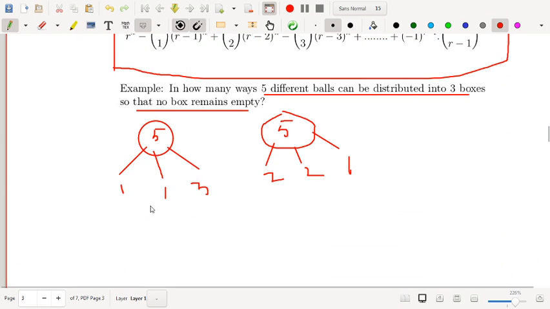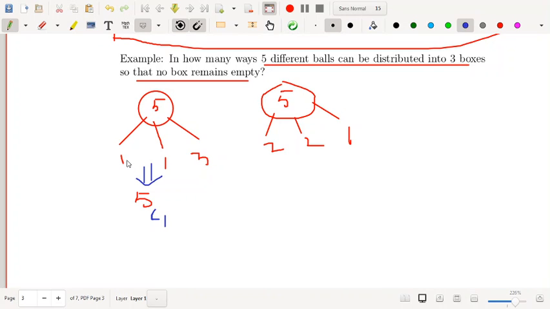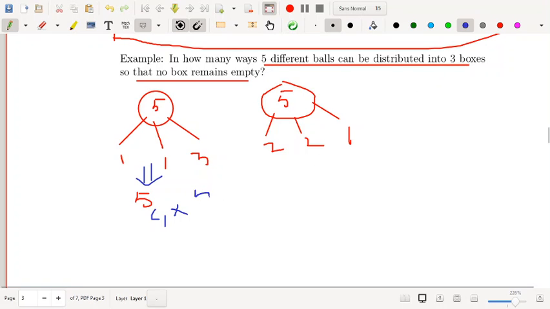So what you do, you just select in this first case, out of 5, you select one object. One ball, one different ball. It can be one different ball. All are different. So I am selecting one, and then 4C1, and the remaining 3 balls will go to the third box.